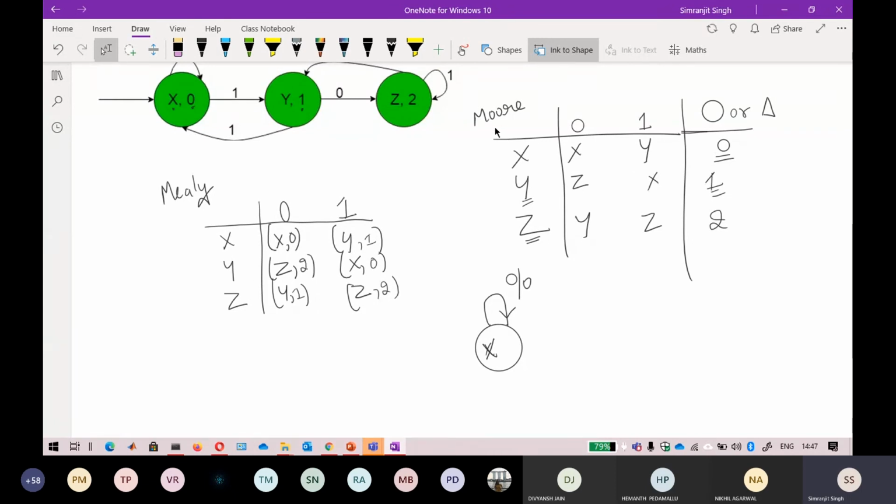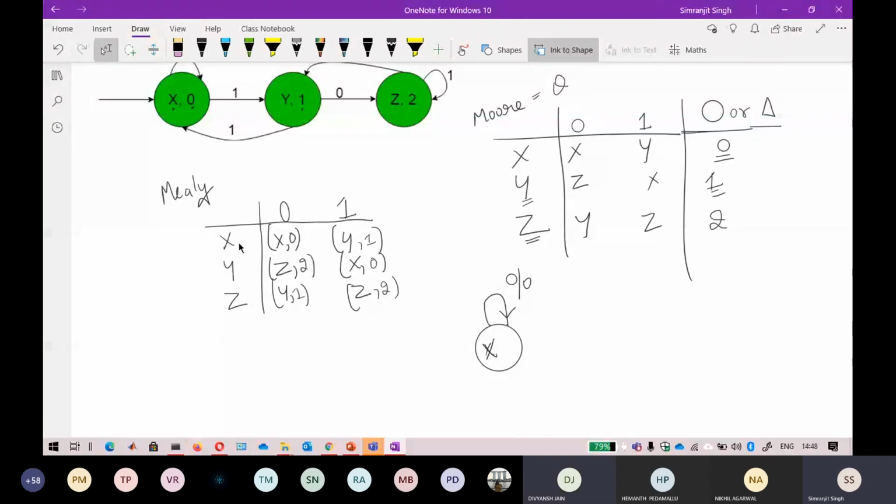Okay, so in the Moore transition table, the output is associated with the state, but in Mealy the output is placed differently under the O or delta sign here. So don't confuse this, because Moore, if you remember, is associated with only Q. So you will think that you can associate this Q directly with 0. Don't do that. In Mealy you associate every transition with the output.